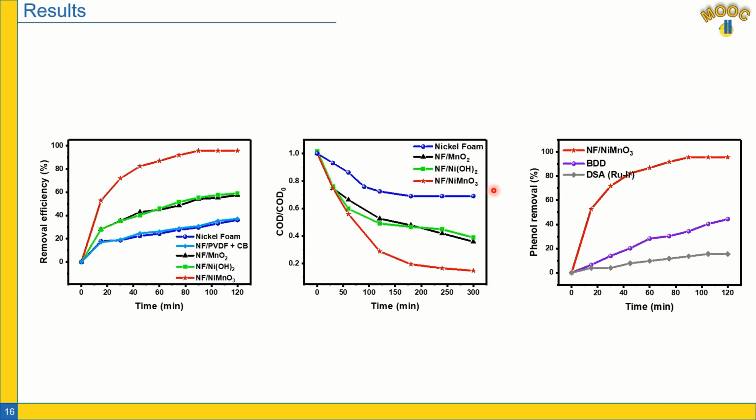According to the results, we compared different electrodes. The red one, nickel foam with nickel manganese oxide, is the electrode that we thought would work better. As you can see here, in terms of removal efficiency of phenol from wastewater, in only 2 hours we could completely remove all the phenol from the wastewater samples.